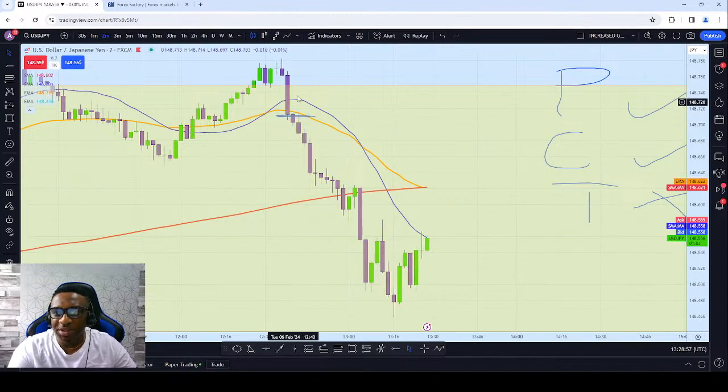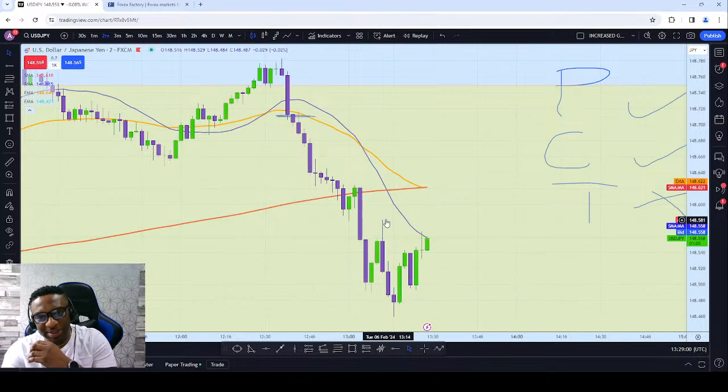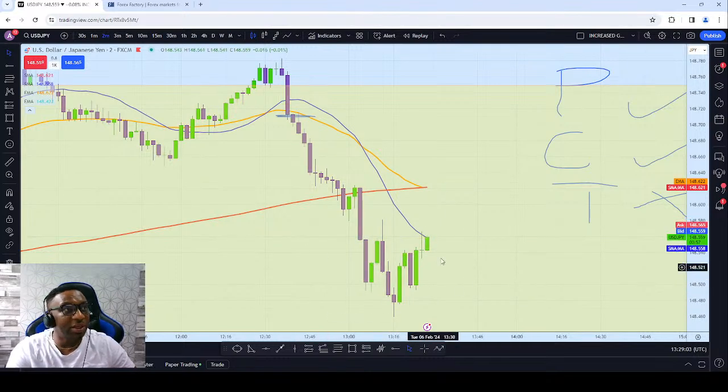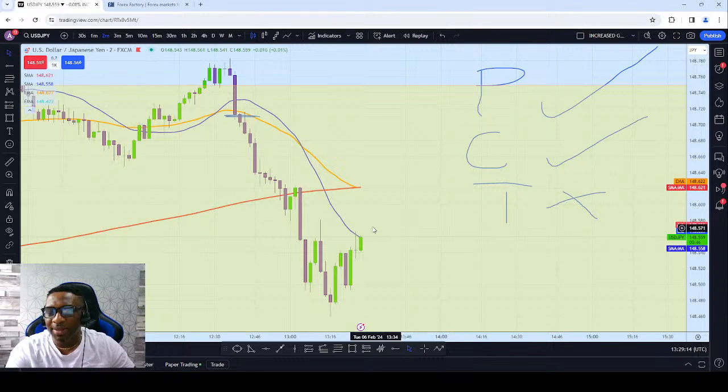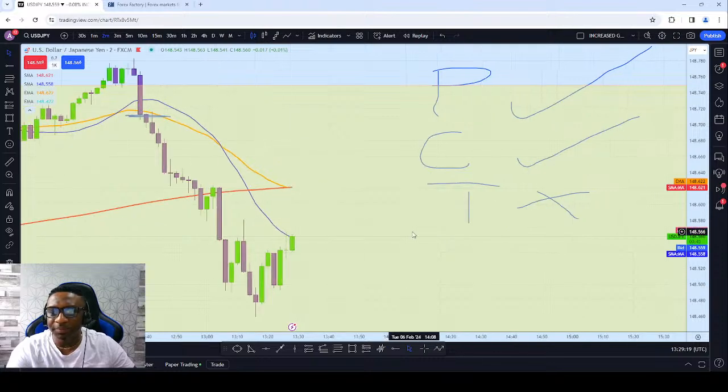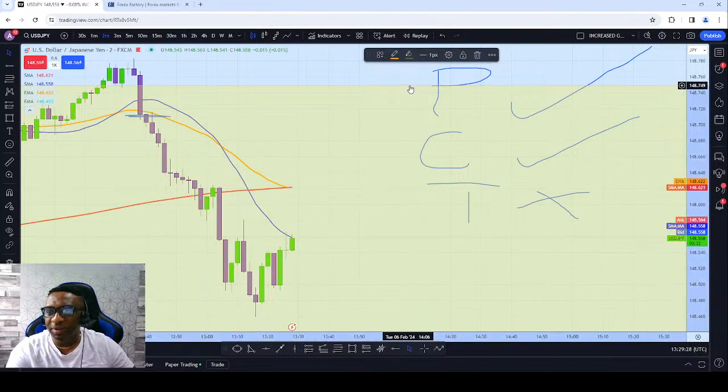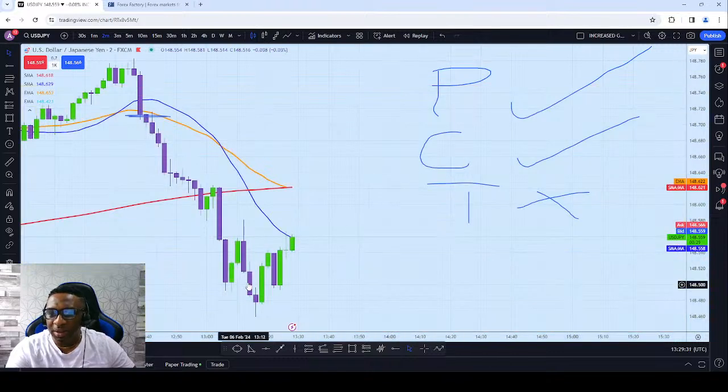So price is currently, this is still USD JPY. Price is still in the box as I drew it on the 1 hour. That's why we have this yellow shaded area. So what we're saying is, if price gets above the 20 moving average, that is where we'll consider to get into it. So looking at this, it has formed another pattern that we can look out for.